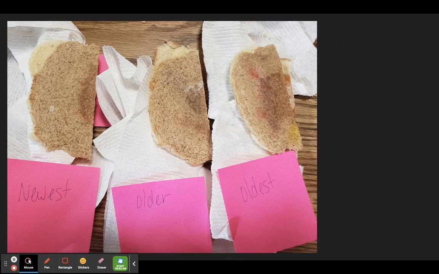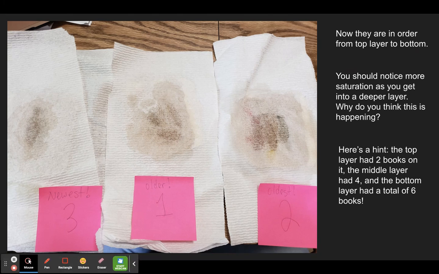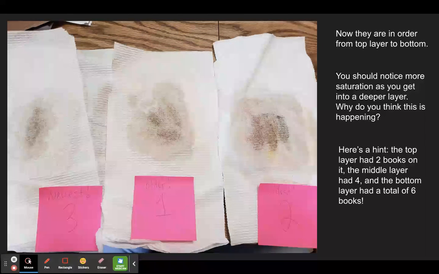Well, oh, I guess I didn't answer that. Let's go back to that. Well, the reason for that is because the oldest one had the most pressure. Okay. More pressure, that means more things are getting extracted.